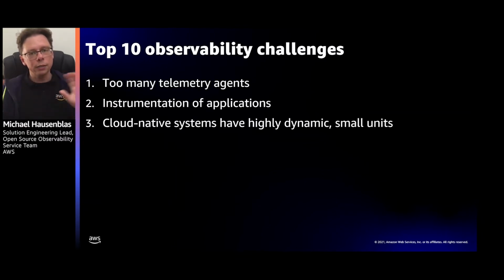Remember, the context of our discussion is that of cloud-native systems. So microservices in Kubernetes, microservices using Lambda functions, etc. And they typically have highly dynamic, relatively small units. For example, a pod in Kubernetes might come and go. Lambda functions might be updated, etc. So in contrast to the more static world of a monolith running on a VM, where you had cycles of months, here you might have cycles of minutes or seconds.